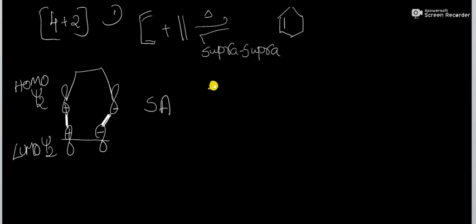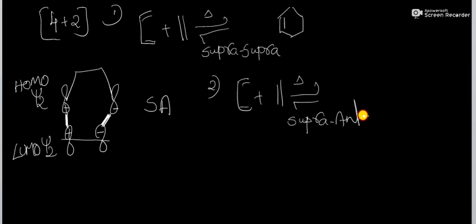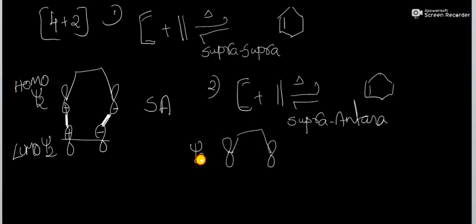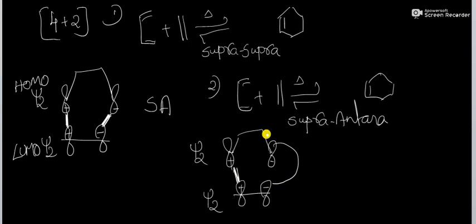Then next case, 4 plus 2 cycloaddition reaction in the presence of heat undergoing supra-antara facial addition. Same system, Psi2 HOMO, Psi2 is the LUMO of C2 system, plus minus. This is the supra-antara facial addition.